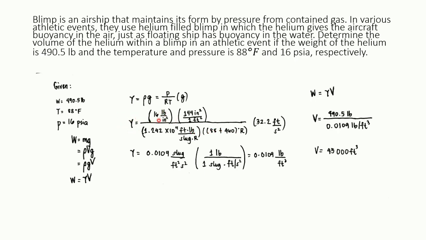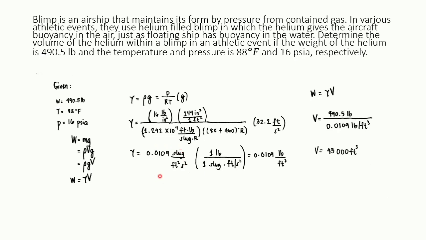And we have here 16 pounds per square inch, so we also need to convert this into pounds per square foot. So we are going to multiply it by 144 square inches per square foot. By that, since we have this equation for our density, we are now going to multiply it with the gravitational acceleration, 32.2 feet per square second. And we will get that our specific weight is actually 0.0109 slug per square feet square second.